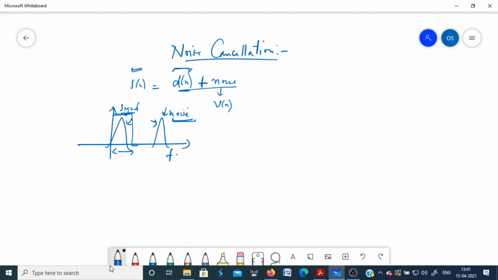But there may be some situations where the signal and the noise occupy the same frequency band. So if this is the signal part, this is the noise part.